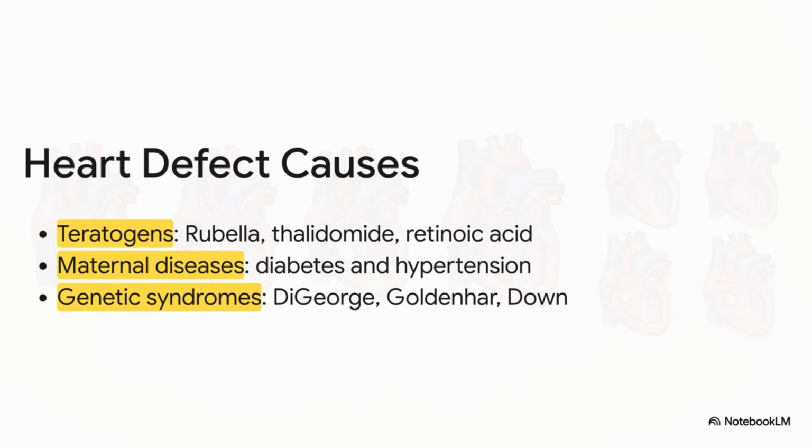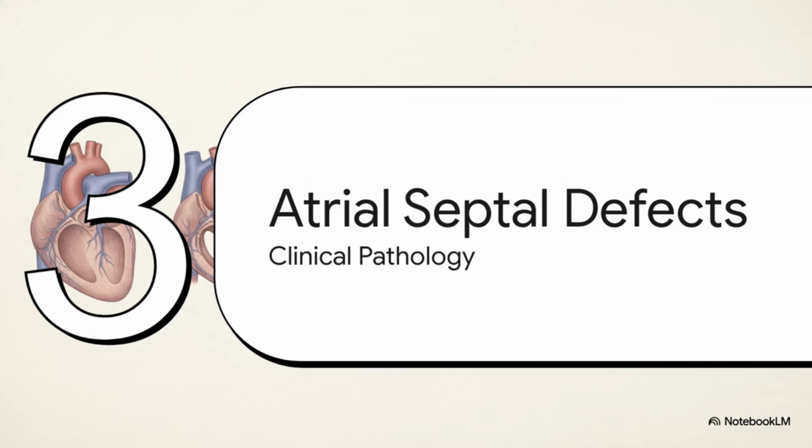The vast majority of these defects have multifactorial causes. We're talking about a complex interplay between genetic and environmental influences that happen to strike during that delicate 10-day developmental timeline we talked about earlier. Some high-yield teratogens you should know are the rubella virus and chemicals like thalidomide, retinoic acid, and alcohol. Maternal diseases like insulin-dependent diabetes and hypertension are also significant risk factors. Plus, chromosomal abnormalities and genetic syndromes with craniofacial components, specifically DiGeorge, Goldenhar, and Down syndromes, are highly associated with heart malformations.